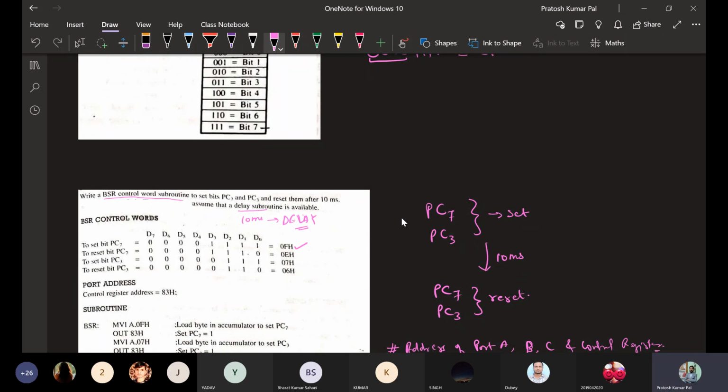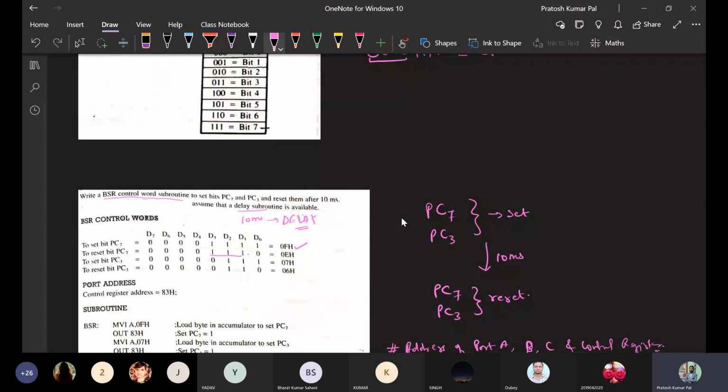Similarly, we need to reset PC7. Up to here it will be the same: PC7 needs to be selected, so it will be the same. And for reset, the D0 bit should be 0. So it is 0E. 0E will be the data that we need to store in the control word.